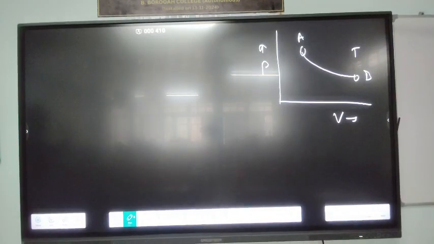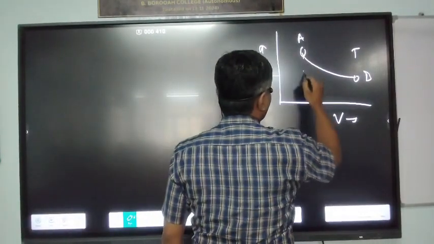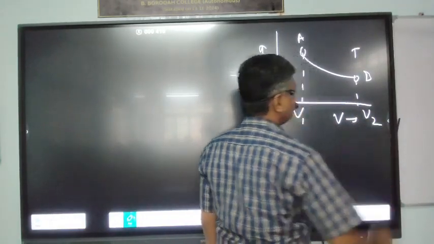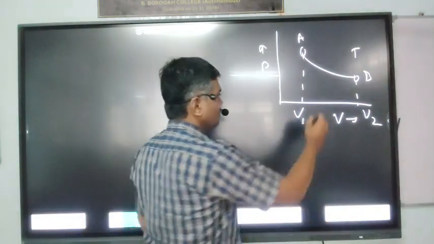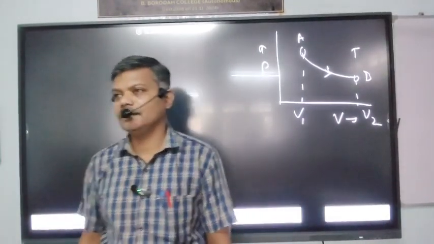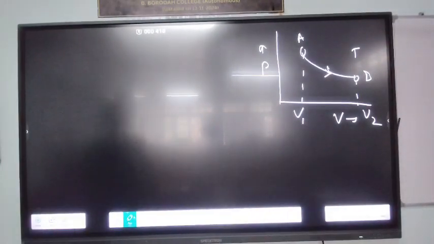You are going from A to B, taking a certain amount of heat dq, and your volume is changing from V1 to V2. So during this process you have to find out the change in entropy. So can you find it out?